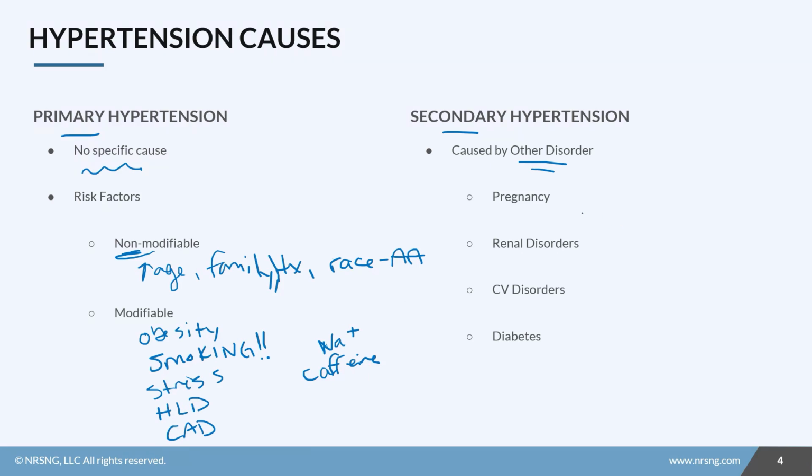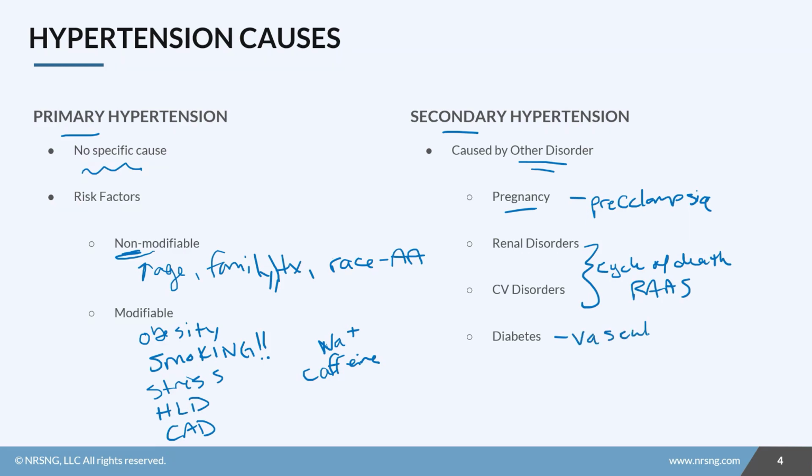Now, with secondary hypertension, the most common things that can cause it are pregnancy. We'll see this in OB when we talk about preeclampsia and eclampsia. Renal disorders and cardiovascular disorders, which actually tend to exacerbate each other. Remember us talking about the cycle of death with the renin-angiotensin-aldosterone system. And then diabetes. Diabetes at its core is a vascular disorder, so it can cause a lot of stress on the vascular system.